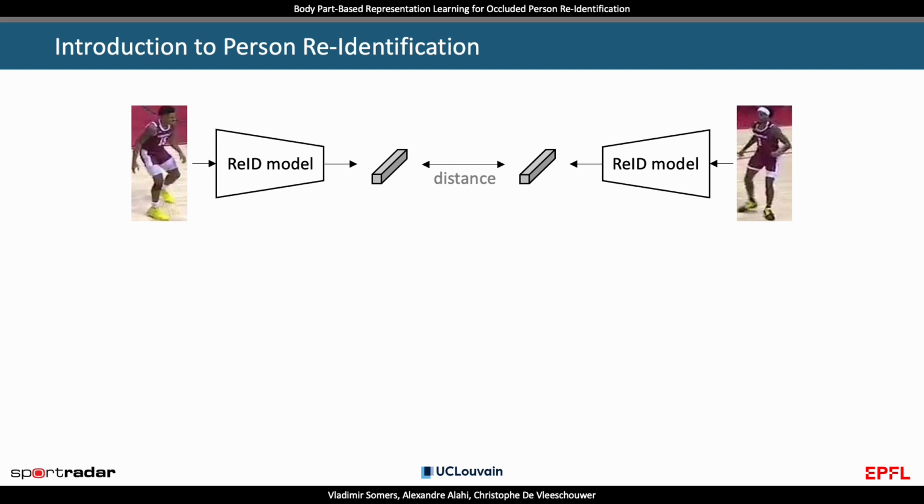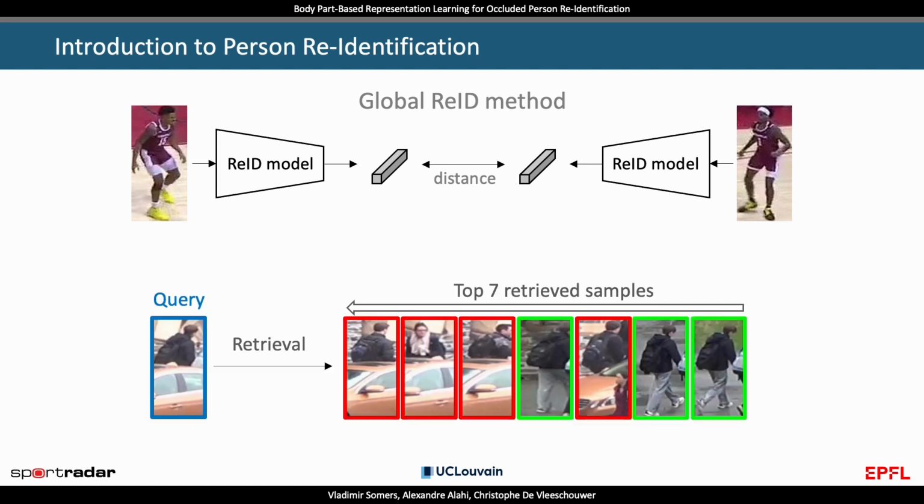The architecture you see here is called a global method because the model outputs a single global feature for each input. In the figure below, we illustrate a query, which is the person of interest, and the top 7 retrieved samples with the smallest distance to the query. Correct and incorrect matches are indicated with green and red borders. As you can see, we have a lot of incorrect matches because of the orange car. It happens because global re-ID methods are very sensitive to occlusions.